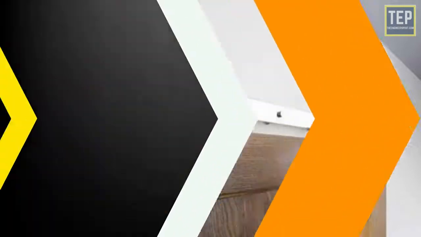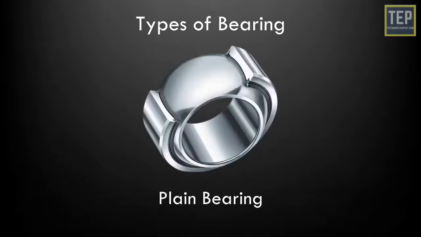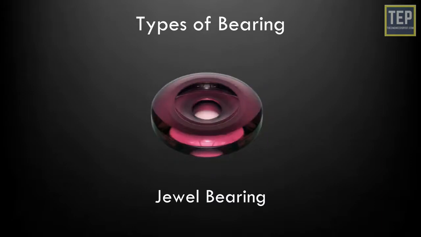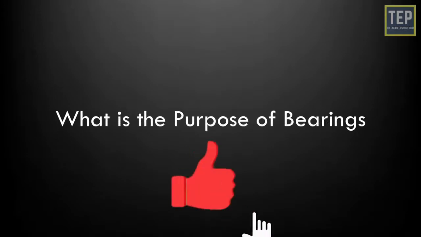Different types of bearings are used for various applications, such as rolling element bearing, plain bearing, fluid bearing, magnetic bearing, jewel bearing, and flexure bearing. But first, let us know what the purpose of bearings is.